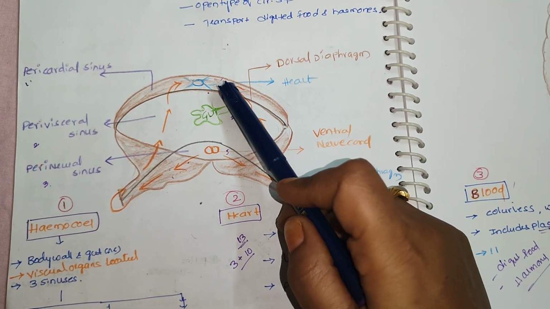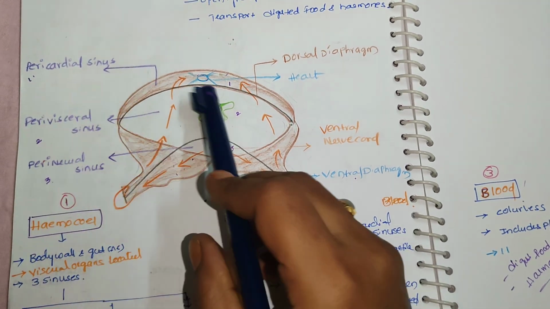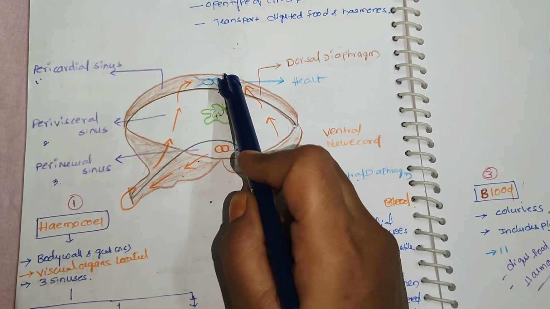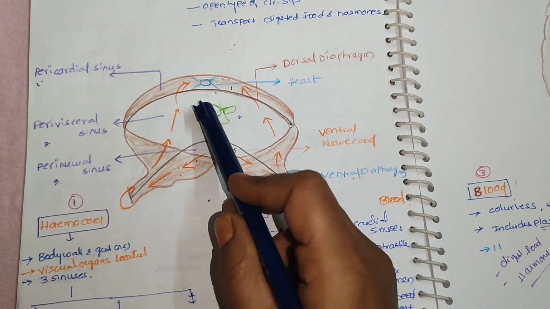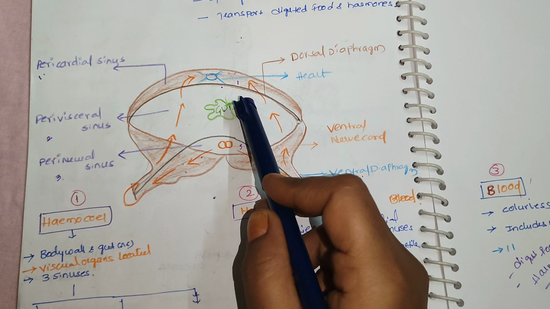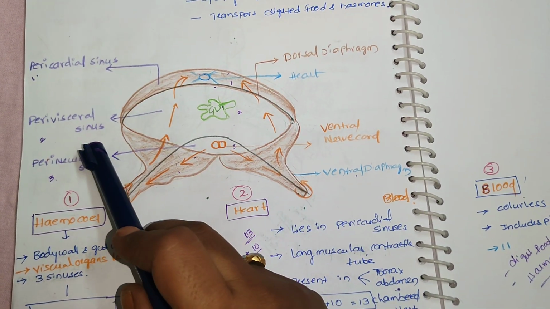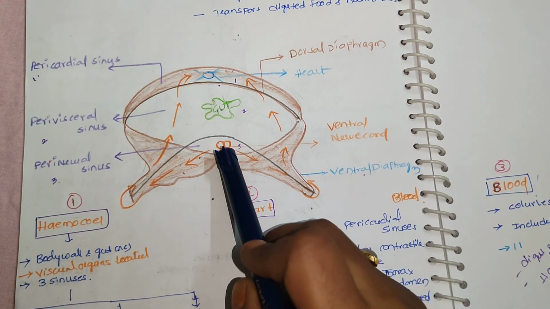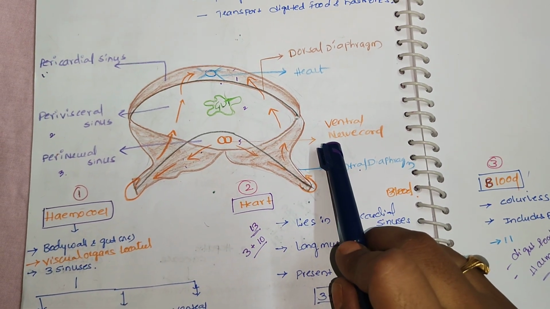In the first sinus the heart is located. Peri means around, cardiac means heart. Around the heart the sinus is present, that is pericardial. Perivisceral: visceral means the gut, the alimentary canal. Peri means around, so the space around the alimentary gut is called the perivisceral sinus. The last one, the perineural sinus: in this sinus the nerve cord is present.